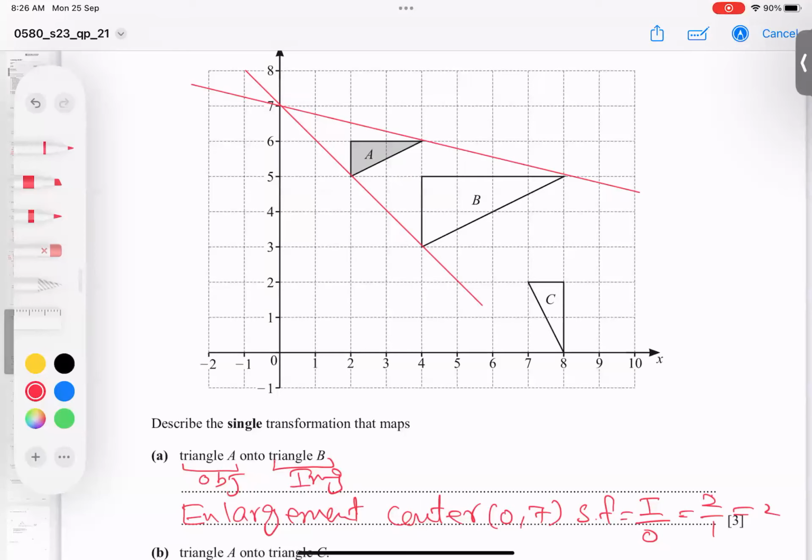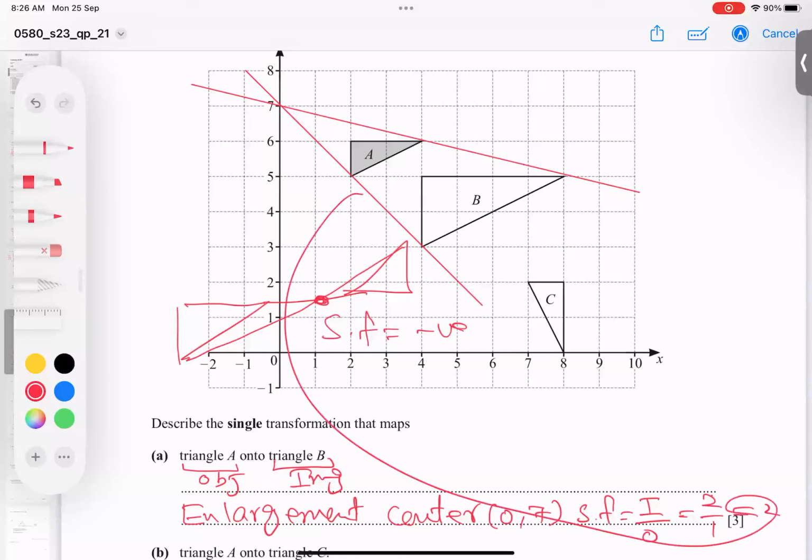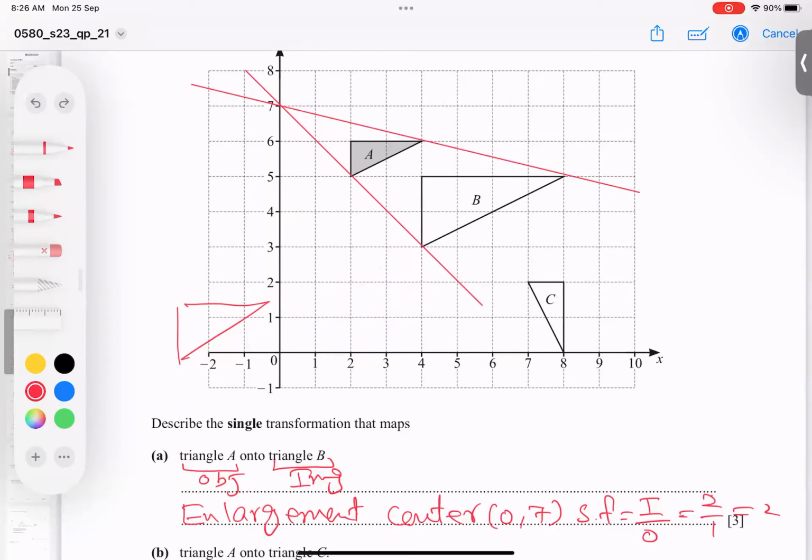One more thing, if the center comes on one side, the scale factor is always positive. Sometimes the center comes in the middle. Look, I'll show you. If I join these and the center comes in the middle, then the scale factor is always negative. But because the center is coming on one side, not in the middle, it is always positive. I hope the point is very, very clear, and this concept is finished. So let's go for the next part.